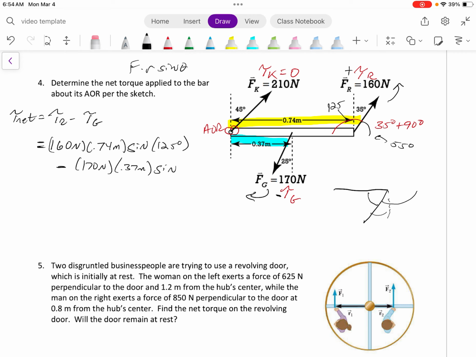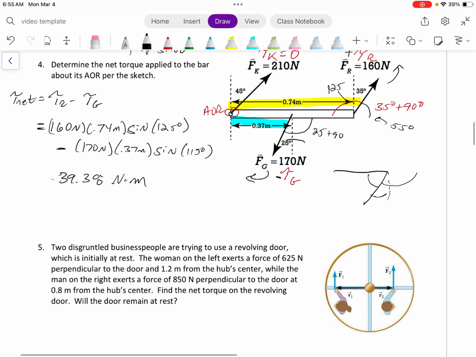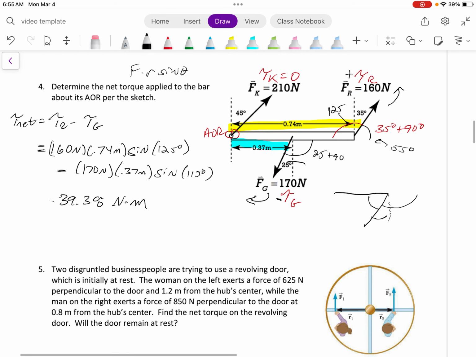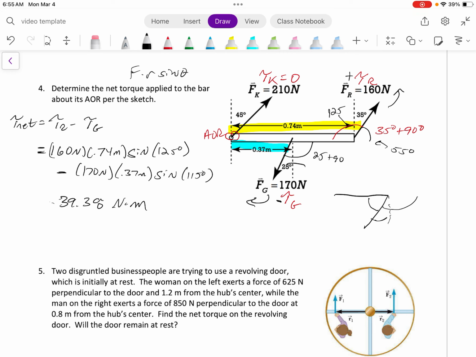We just know this little one inside. So we either have to add 90 degrees to 25 or subtract 25 from 90. So I added and found this one, which is 25 plus 90, and that will give me 115. And then I will plug that into my calculator, and I get a positive 39.38 newton meters. If I wanted it in 2 sig figs, because this is physics, I would have 4.0 times 10 to the 1 newton meters, and that's 2 sig figs.